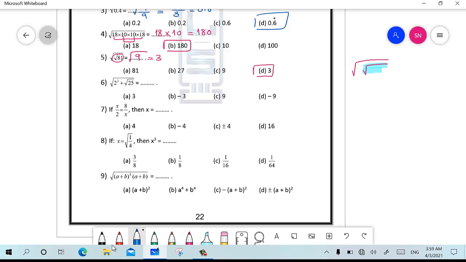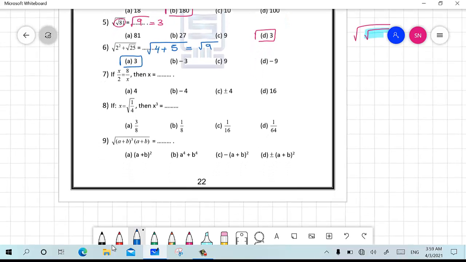Let's go now for number 6. I have a square root 2 squared, which is equal to 4, plus 25, or square root of 25. I know that square root of 25 is 5, so this means I'm searching for square root of 9, which is equal to 3.